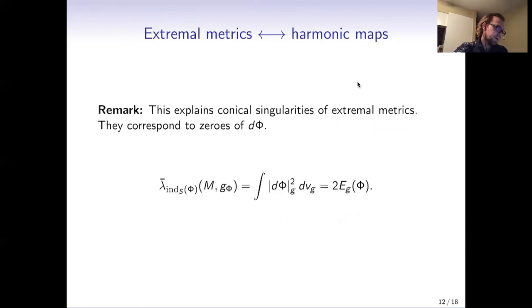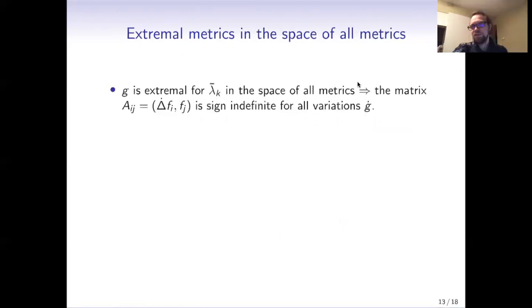And I want to finish with explaining how extremal metrics in the space of all metrics correspond to minimal immersions. This will take significantly less time because I'm going to skip the main step. This step is still the same. If you have an extremal metric in the space of all metrics, then the same matrix is sign indefinite for all variations. The main difference now, if we allow deformation in any direction, not just in the conformal direction, is that this expression is much more complicated. Computing the derivative of the Laplacian is more complicated, so I just want to skip it here.